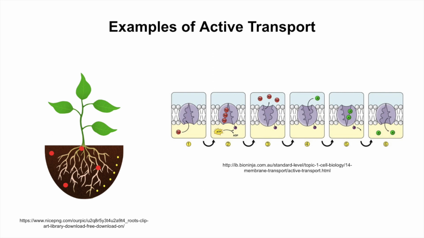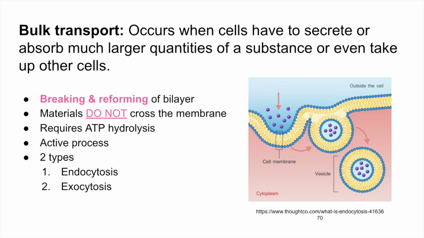There's one last concept for this subunit, bulk transport. This occurs when cells have to secrete or absorb much larger quantities of a substance or even take up other cells. Bulk transport is capable of happening because of the membrane fluidity and flexibility, which allows for the breaking and reforming of the bilayer. So larger materials can enter and leave the cell without crossing the membrane. Because it requires ATP hydrolysis, this process is active. The two types of bulk transport are endocytosis and exocytosis.